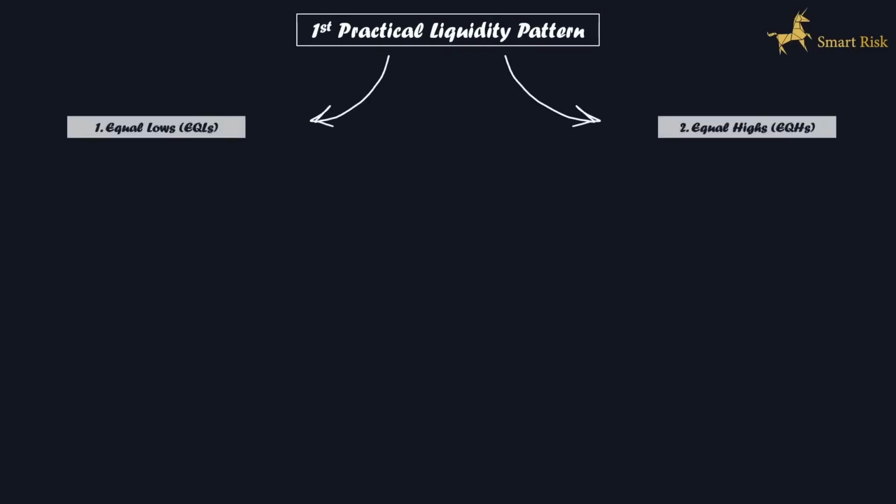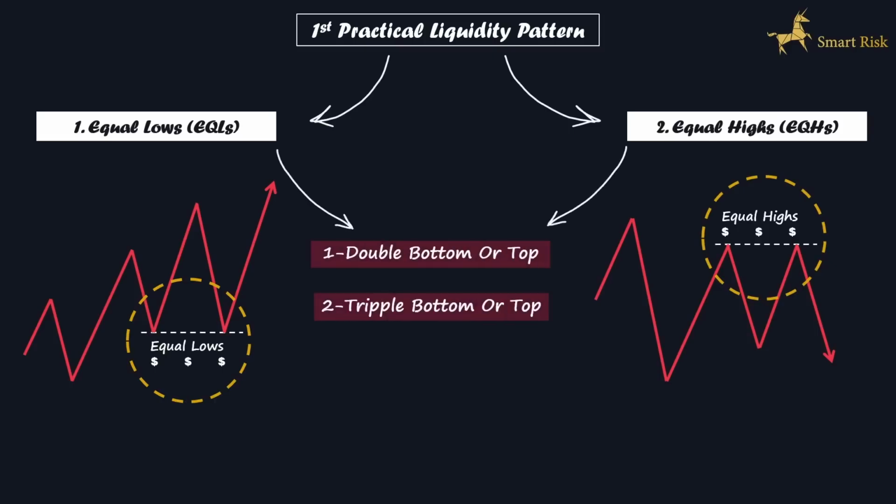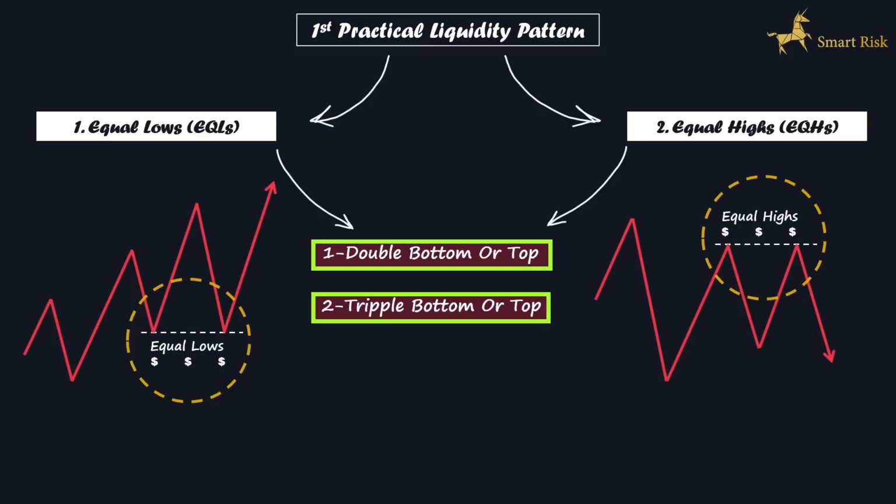The first practical liquidity pattern we should consistently seek in the market is characterized by equal lows and equal highs. As the terms suggest, when the price establishes internal lows at the same level, we identify it as an equal low. Similarly, when the price forms internal highs at the same level, it's recognized as an equal high. Equal lows and equal highs fall into two distinct categories: double bottom or double top, and triple bottom or triple top patterns. Now, let's delve into the specifics of each pattern and explore the psychology behind their formation within the market. Let's begin with the bullish patterns.